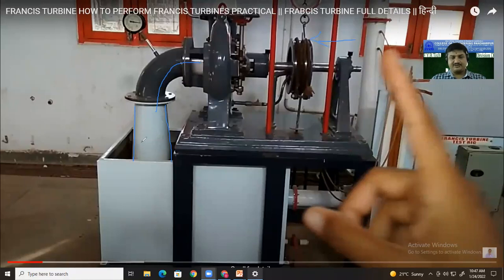And that's why this draft tube is visible at the back side. But if you will see from one side, you will come to know that water is taken inside over here. It is get rotated, and from reaching towards center, it is taken outside through this particular draft tube. Have you understood now? Yes, sir.